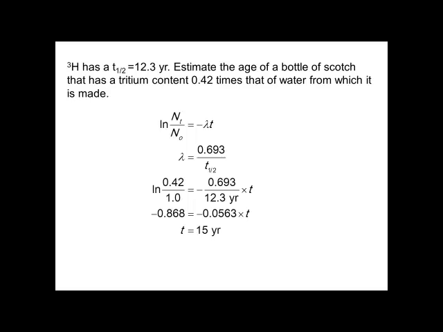We use the half-life equation, solving for the rate constant lambda, 0.693 over the half-life, making the substitutions, 0.42 over 1 equals minus 0.693 over 12.3 years times T. Solving for T, it equals 15 years. It's an old bottle of scotch.